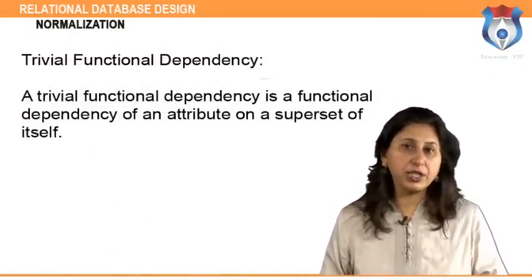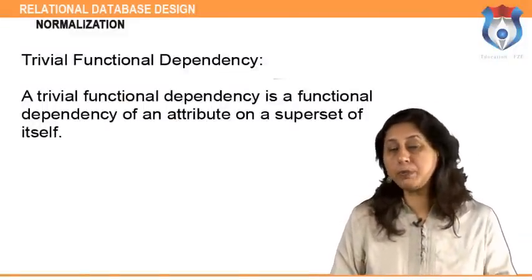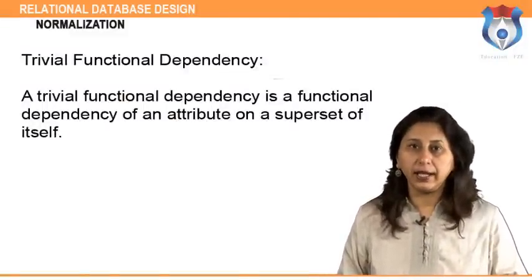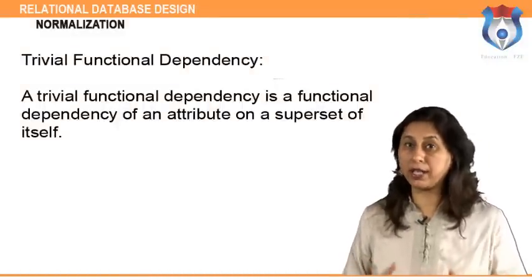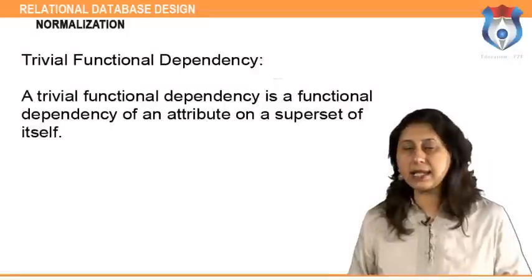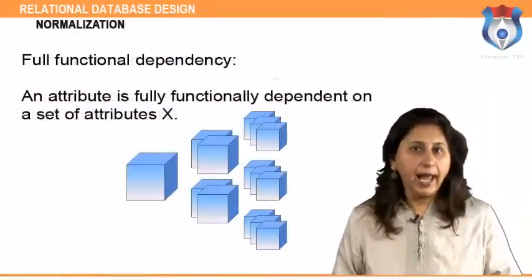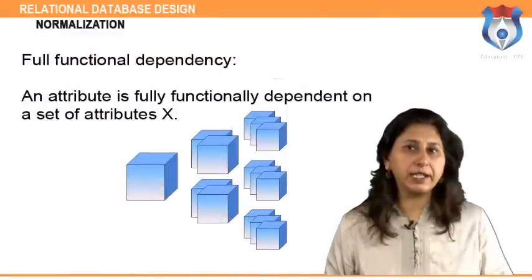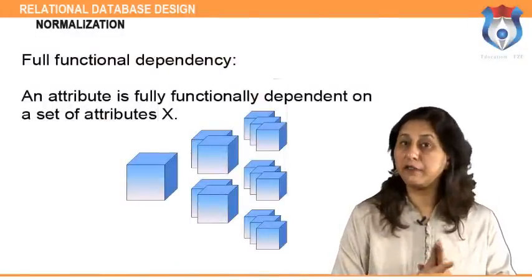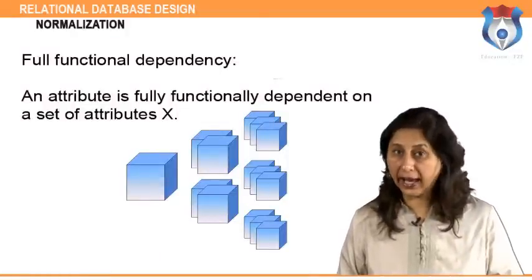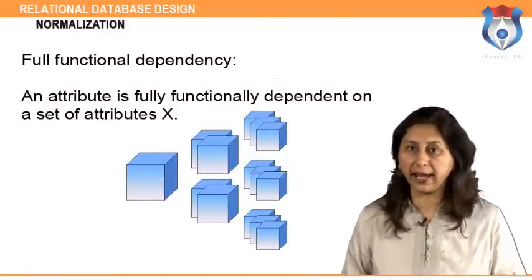A trivial functional dependency is a functional dependency of an attribute on a superset of itself. Employee ID, employee address to employee address is trivial, as is employee address to employee address. An attribute is fully functionally dependent on a set of attributes X if it is functionally dependent on X and not functionally dependent on any proper subset of X.